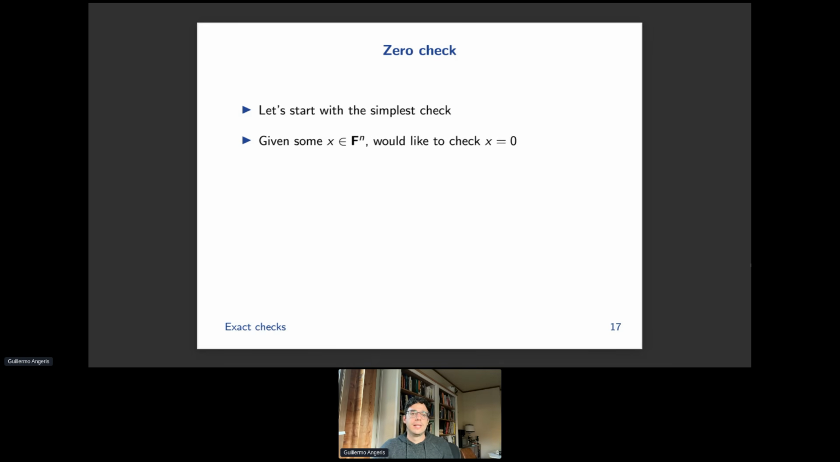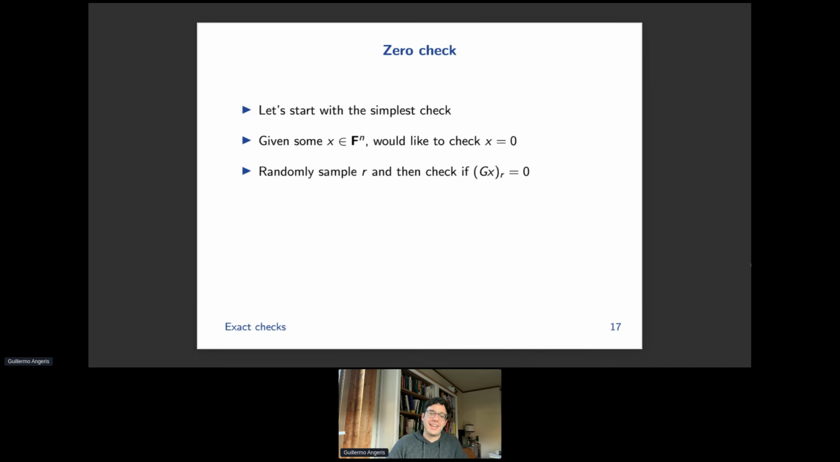Okay. So let's start with the simplest check. This is classic. I want to check that something is equal to 0 or not equal to 0. A vector, ideally, is equal to 0 or not equal to 0. Certainly, I can do that for a number. If it was a number, that would be super easy. I simply just check that number. But if I have a vector with a million entries, checking that whole thing is 0 is actually pretty non-trivial. Okay. So how do we do that?